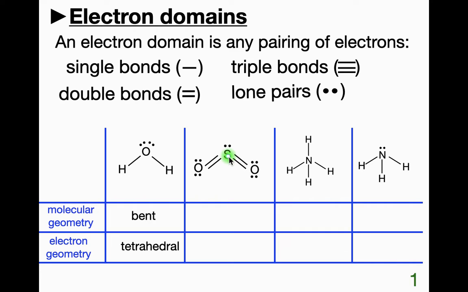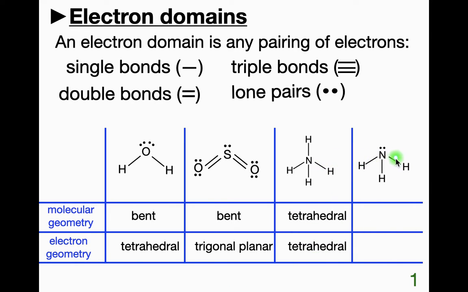For sulfur dioxide, the molecular shape is bent, but we have three electron domains around the sulfur, and so that's going to be trigonal planar. For ammonium, of course, the shape is tetrahedral, the molecular shape or molecular geometry, and the electron geometry is exactly the same.